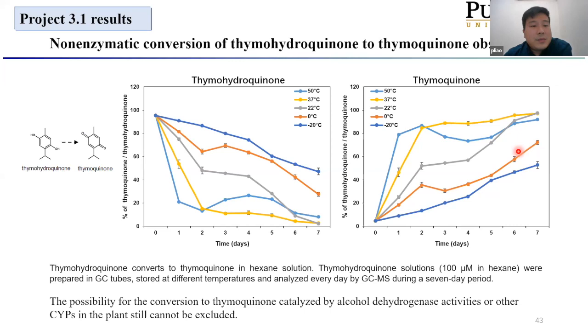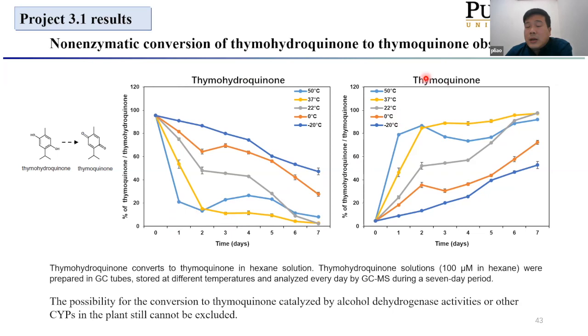With regard to the final step, from thymohydroquinone to thymoquinone, we noticed that there is a non-enzymatic conversion of thymohydroquinone to thymoquinone. As you can see here, we put the standard of thymohydroquinone at different temperatures for 7 days. We do nothing, we just put them on the bench. And then we found that the thymohydroquinone was decreasing during the 7-day period.